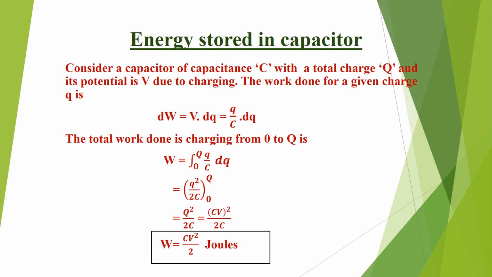Already we know work done equals energy. So, energy equals C V squared by 2 joules.